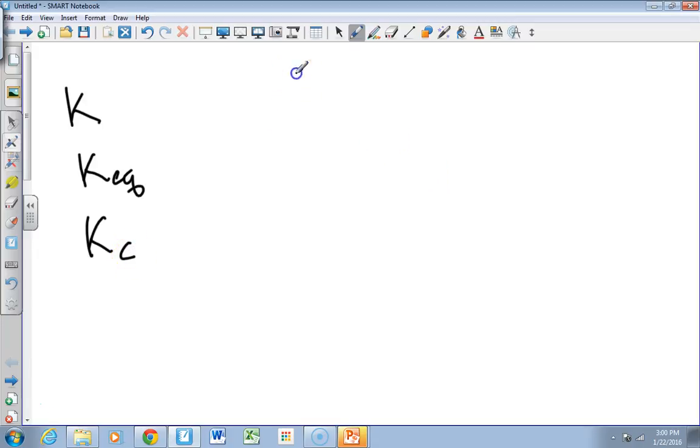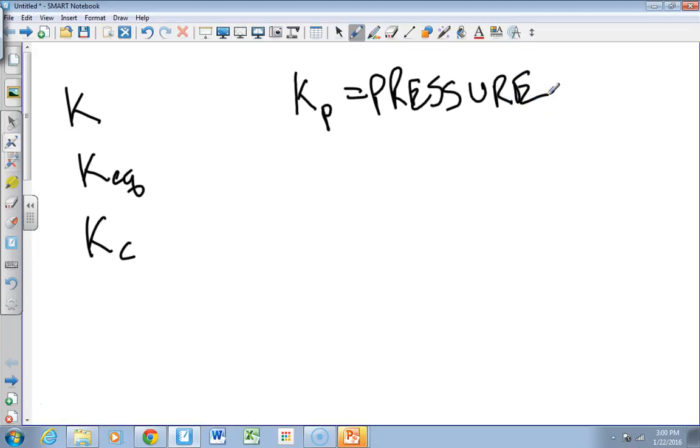Now the Kp, that is the equilibrium constant based on pressure.